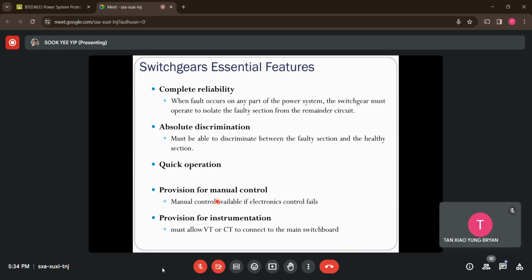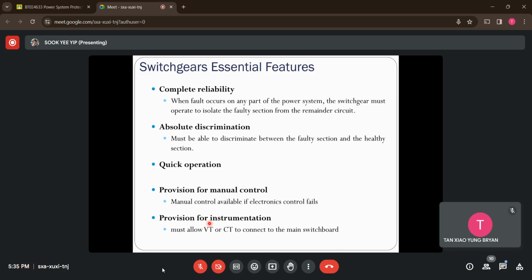So that is the fault features should have for the switchgears. The last one here, basically, this switchgear must be able to connect with the instruments like the voltage transformers and current transformer. So with such a case, we can get the voltage and current readings from the power networks. So here are 5 different features should have for a switchgear.